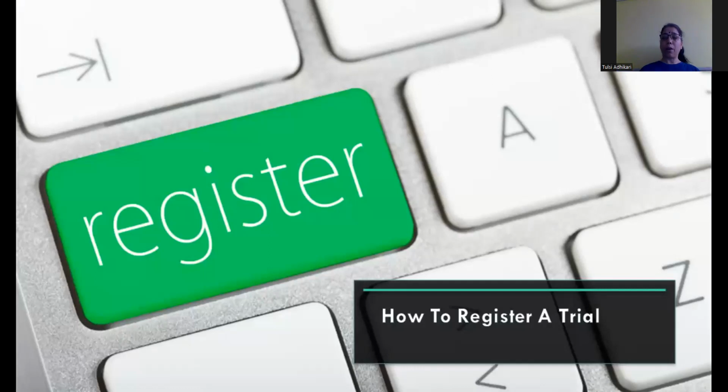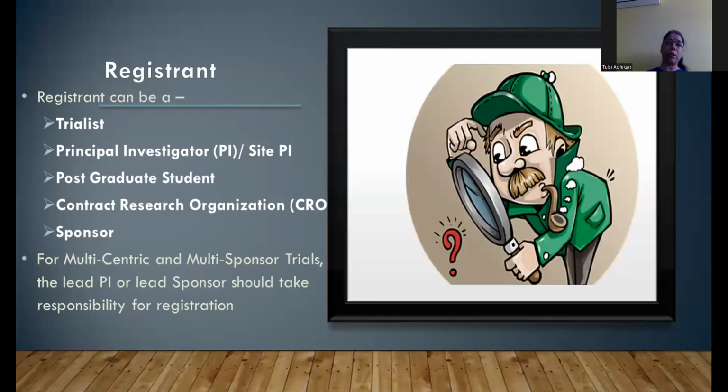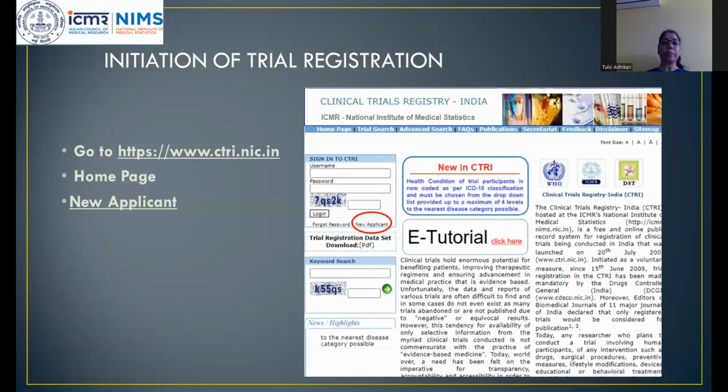So now let us come to how to register a trial. It is very important for students to know how to register your trial. Let us see who can be a registrant. The trialist who is conducting the trial, the principal investigator or the postgraduate student, the CROs or the sponsor, anybody can be a trial registrant. And for multi-centric and multi-sponsor trials, the lead PI or the lead sponsor should take the responsibility of registering the trial.